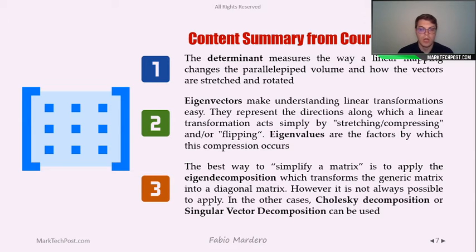Then, in the last part of the third course, we talked about how to simplify a matrix. And remember that a linear mapping can be described by a transformation matrix. So, in order to write the linear mapping in an easy way, we can simplify its associated matrix. We can do this by eigen decomposition, if the matrix is square, and we can transform it to a diagonal matrix. If the eigen decomposition cannot be applied, then we can use another type of decomposition, for example the Cholesky decomposition, or in more general cases the singular value decomposition.